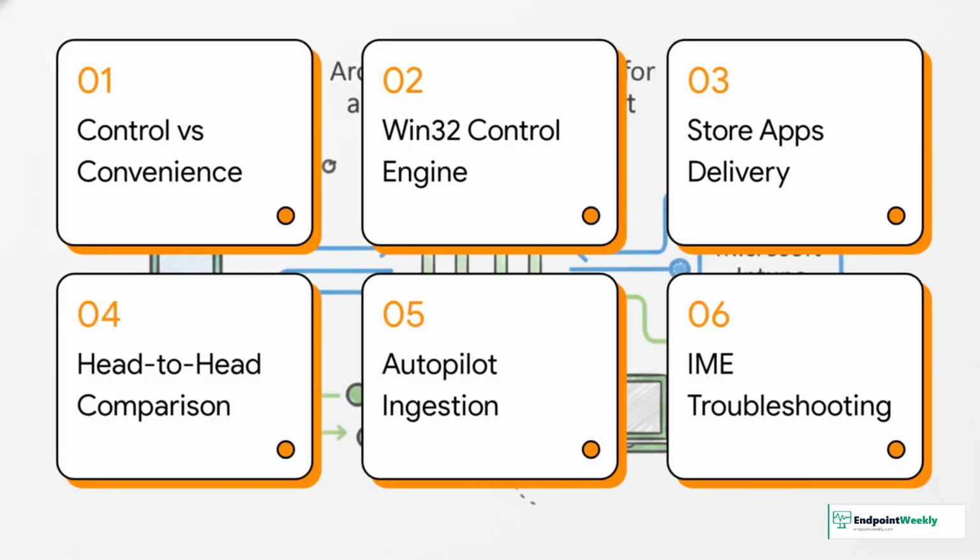So, to equip you with a rock-solid framework, we'll cover 6 architectural pillars today. 1. Control versus convenience. 2. The Win32 control engine. 3. Store apps delivery. 4. A head-to-head comparison. 5. Autopilot ingestion rules. And finally, 6. IME troubleshooting. Let's dive right in.